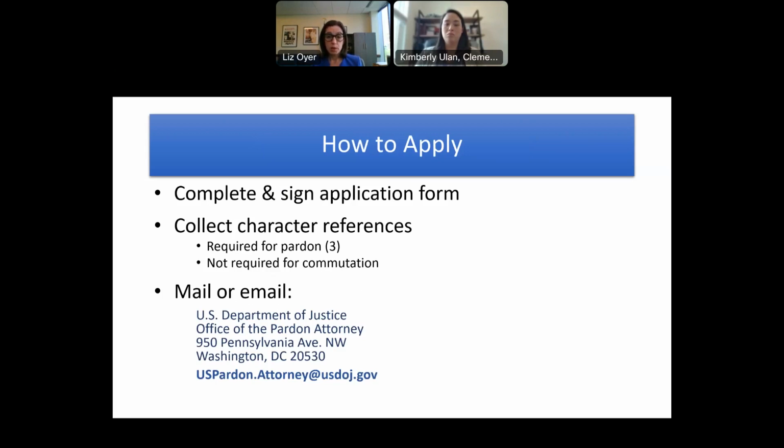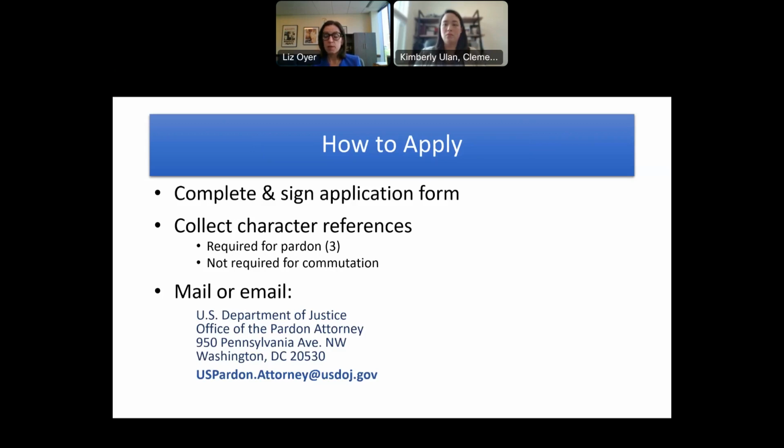Once you've completed the application, in the case of a pardon, you'll be required to get those 3 character references. Character references are not required to seek commutation of sentence. So if you have a family member who is incarcerated, who's seeking a reduction of their sentence, they do not need to have character references. They just need to complete the application form.